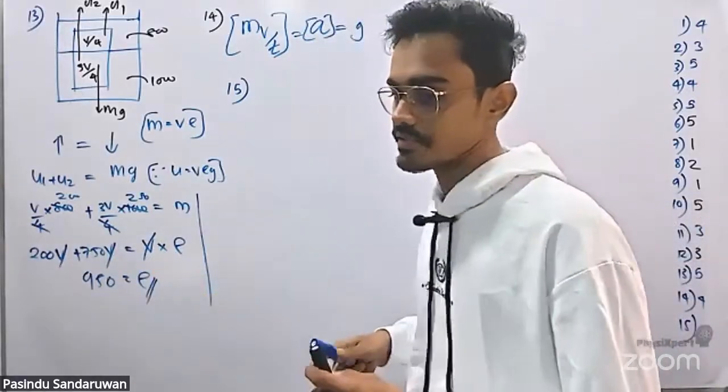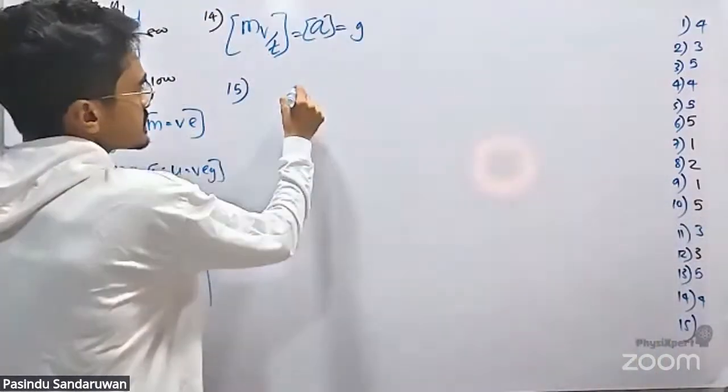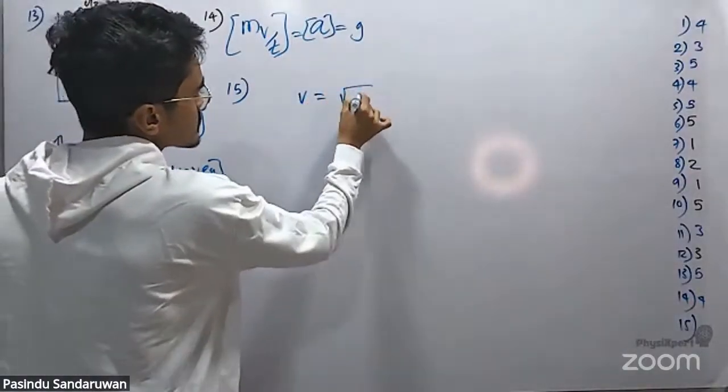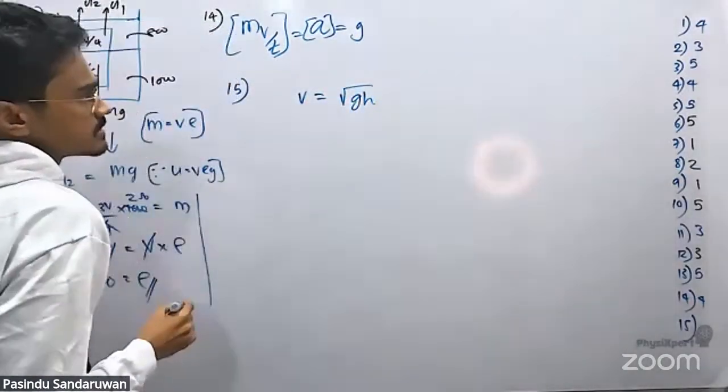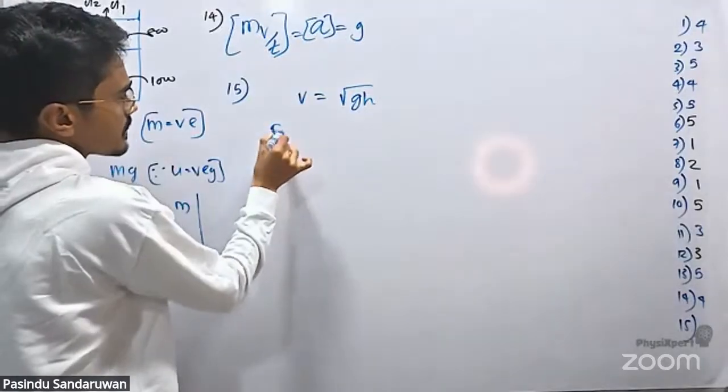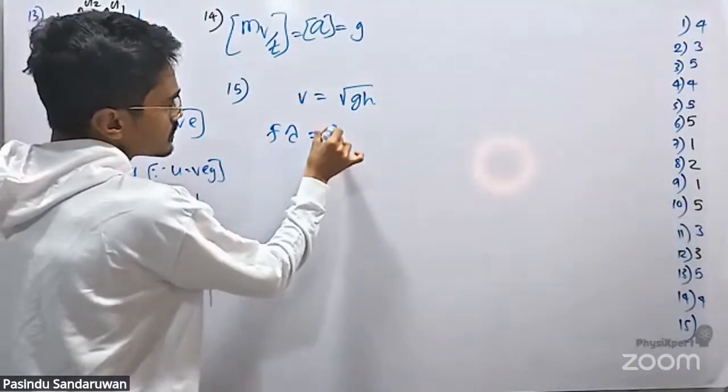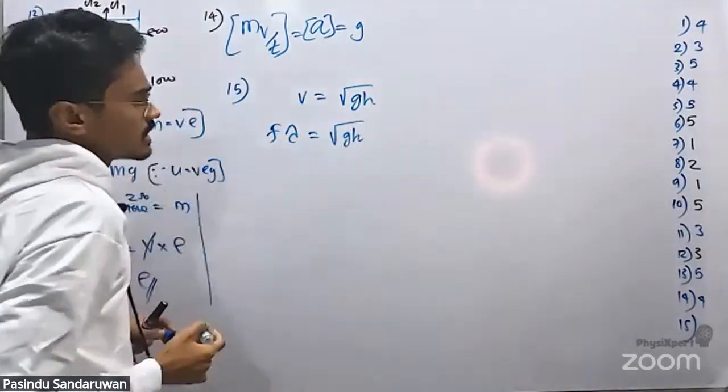For water waves, we know the equation is v equals root gh. For water waves, we know v can be written as f lambda. So f lambda is root gh.